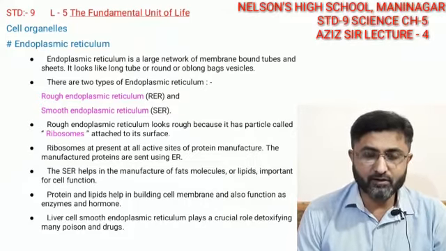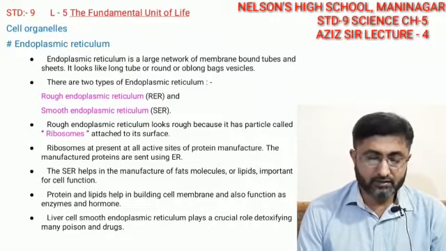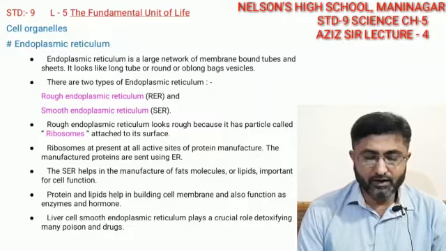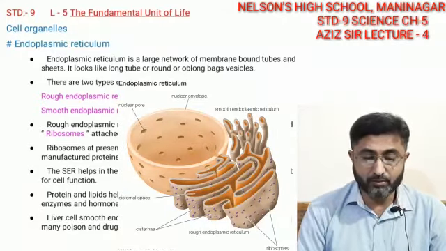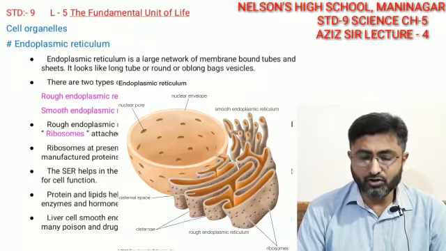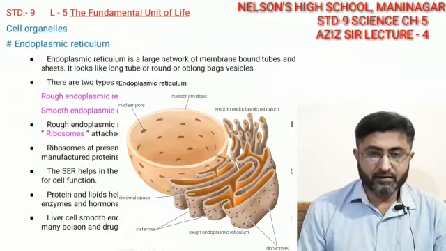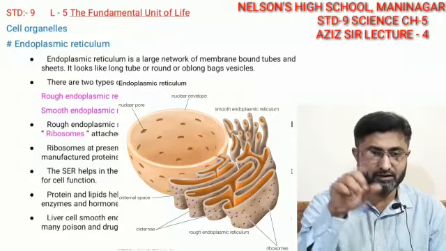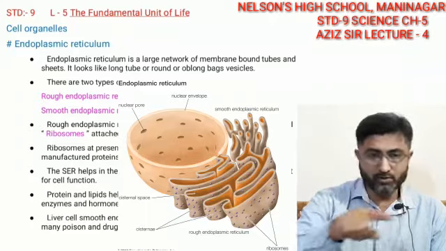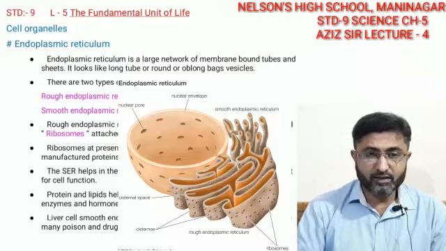Now endoplasmic reticulum is one of the largest cell organelles present in the cell. Endoplasmic reticulum has a very large network of membrane-bound tubules and sheets. It looks like a long tube or round or oblong bags, vesicles. You can see the nucleus at the center, and below the nucleus, the oblong, tube-like structures.